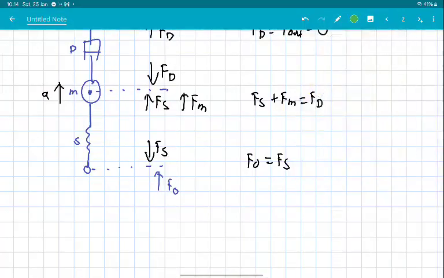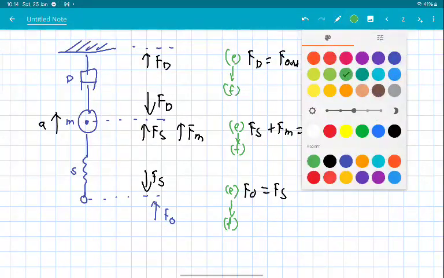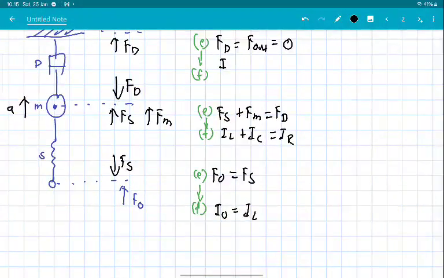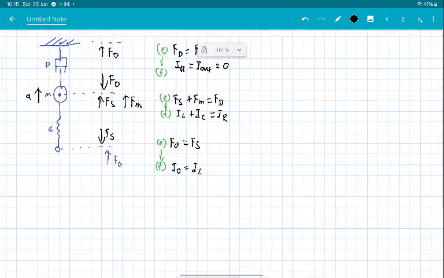So remember, we're converting from effort variable to flow variable. So it means that I0 equals IL, and here IL plus IC equals IR, and here IR equals I out, which is equal to 0. So now we can start sketching our electrical system.